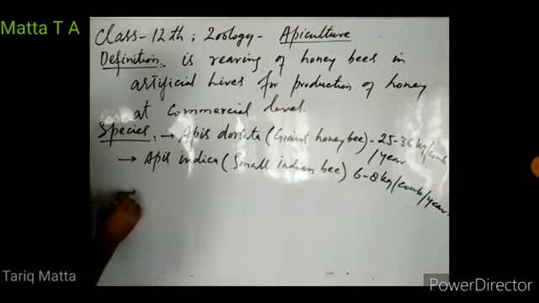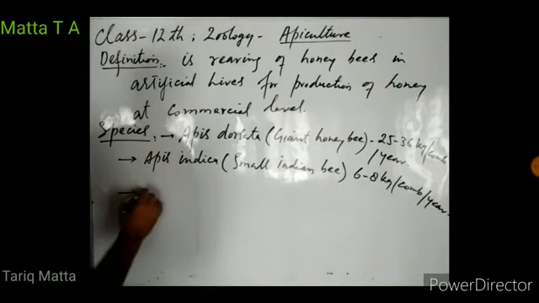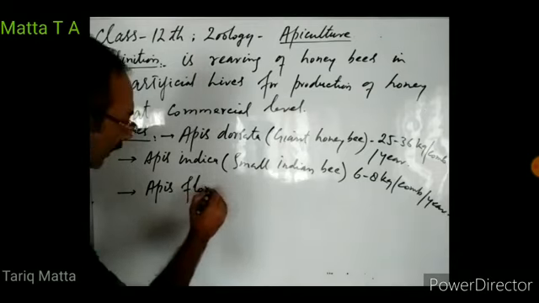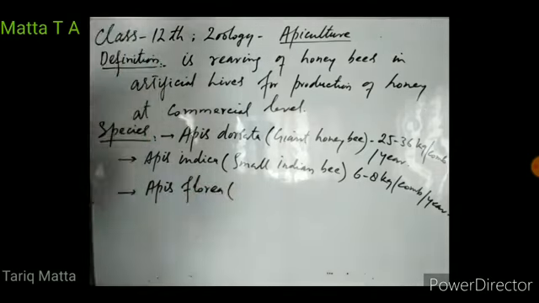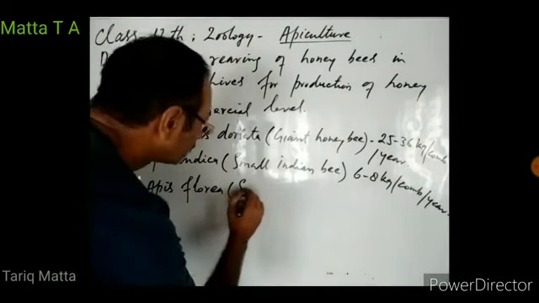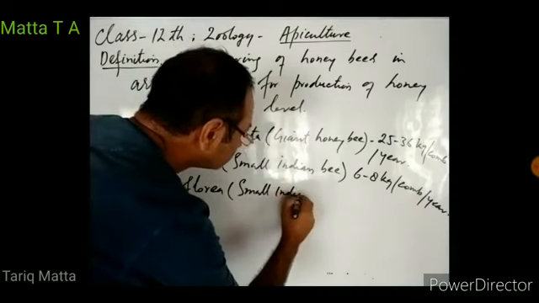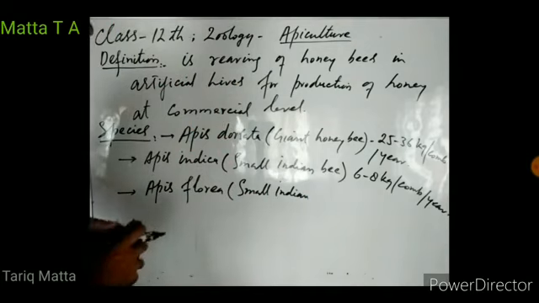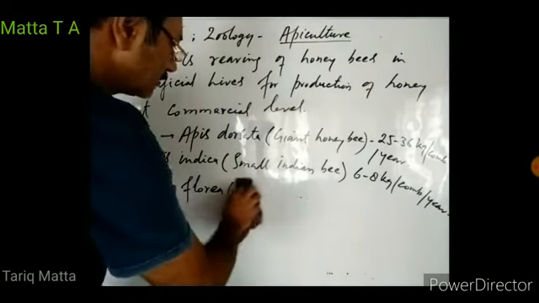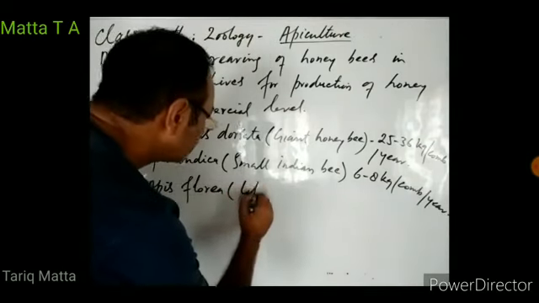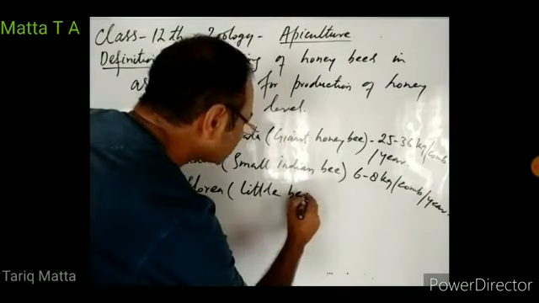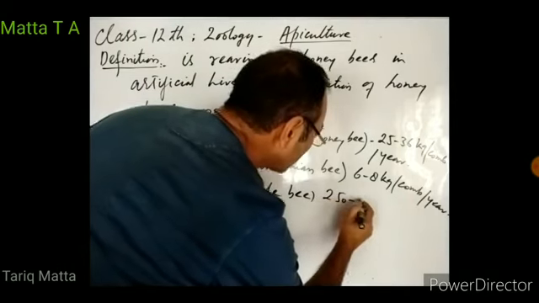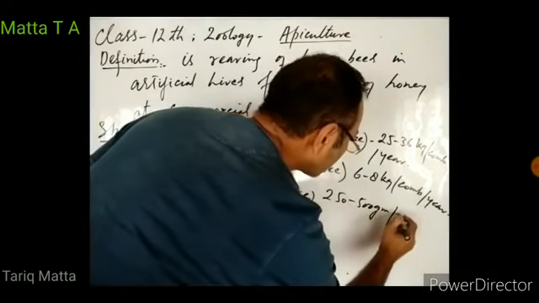Then there is another honeybee available that is known as Apis florea. It is commonly known as little bee because of its very small size. It has got a very small yield also. It gives 250 to 500 grams per comb per year.